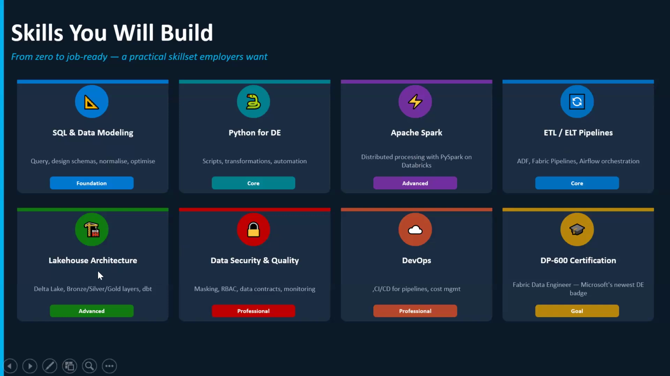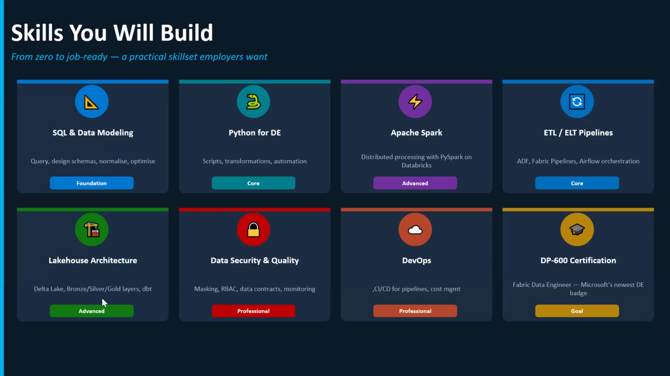You need to learn Lakehouse architecture. What is the data lake? What is the medallion architecture? What exactly will you be doing in the day-to-day job profile? That you will be learning. Data security: how do you implement RBAC controls? How do you monitor the application? How do you mask the data?